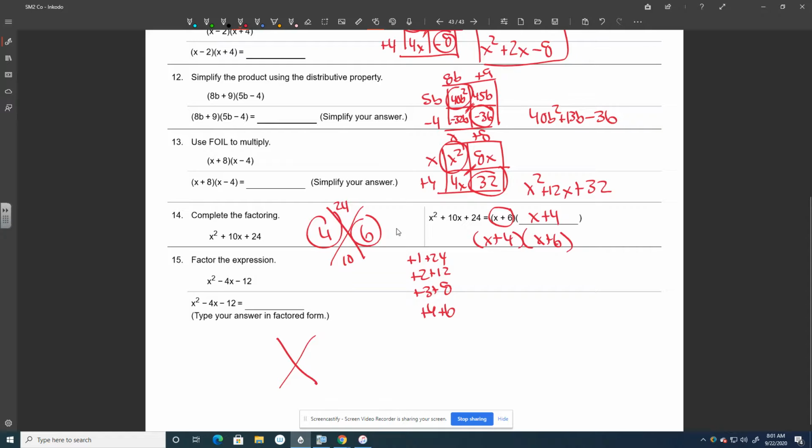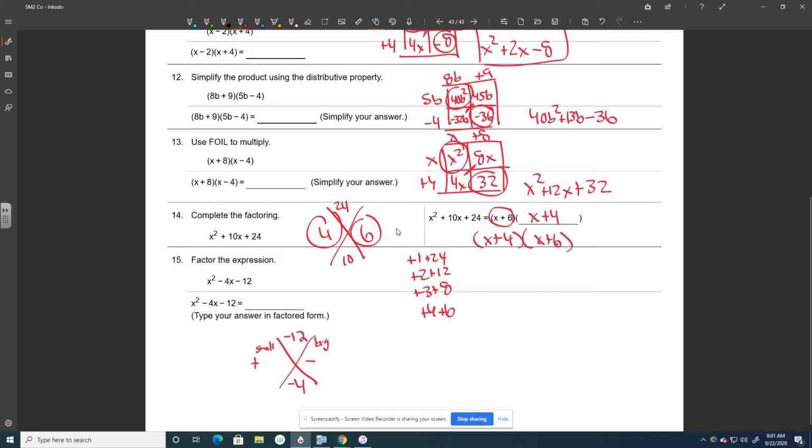Okay, and number 15, same thing, big X. I'm trying to factor a quadratic, but this time I get a negative 12 on top and a negative 4 on the bottom. So this negative gives me a hint, because when I multiply my two numbers together, I've got to get a negative 12, which means one of them is positive, one of them is negative. I also get a hint from the bottom number. They add up to a negative, which means the negative is bigger than the positive number.